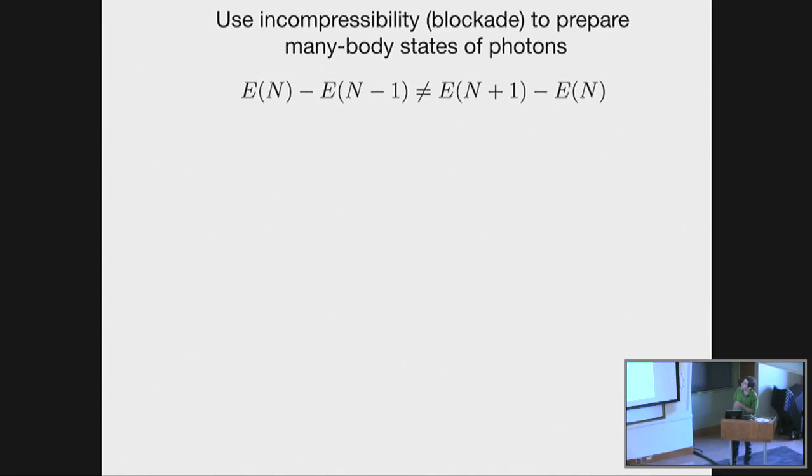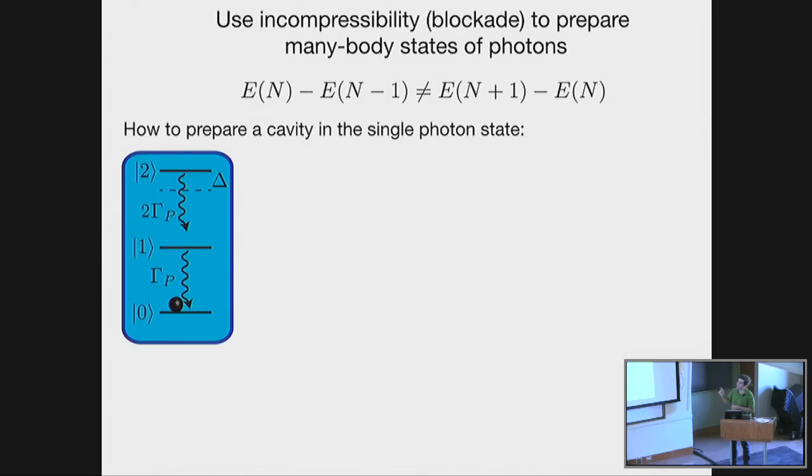So the incompressibility for photons basically means blockade. In other words, by incompressibility we mean that if we add a particle, the energy to add a particle to the system is different from the energy of subtracting a particle from the system. So can we actually use this to prepare a many-body state?